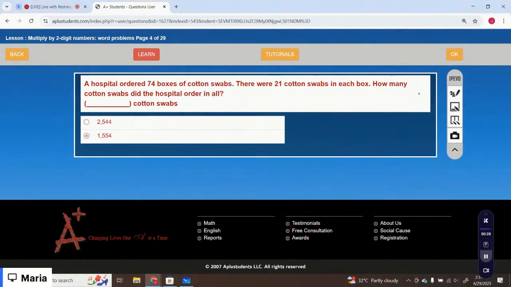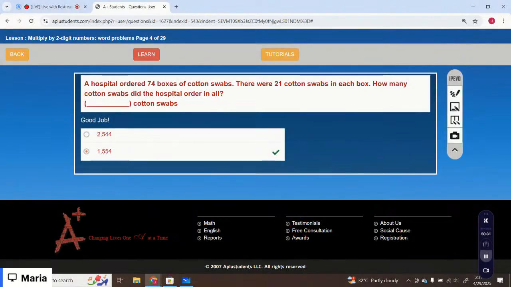That is 1554. Option number 2 is the correct option.